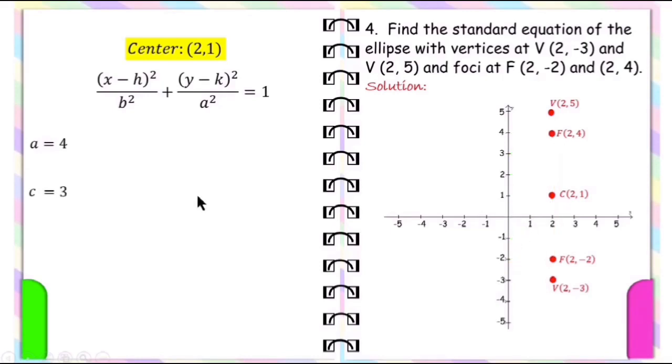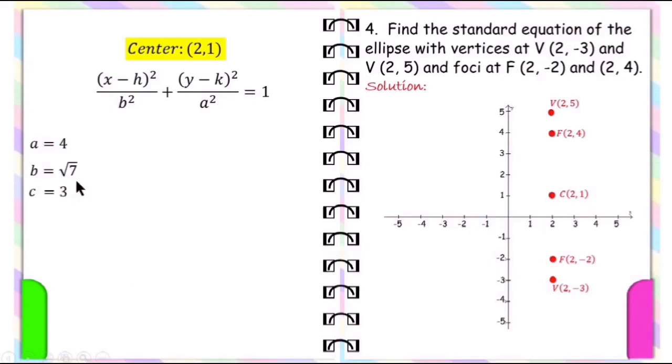Since we already have a and c, we can now solve for b using the formula b squared is equal to a squared minus c squared, where a squared is equal to 16, 4 squared is 16, and c squared is 9. 3 raised to 2 is equal to 9. 16 minus 9 is 7. b squared is equal to 7. So b is equal to the square root of 7.